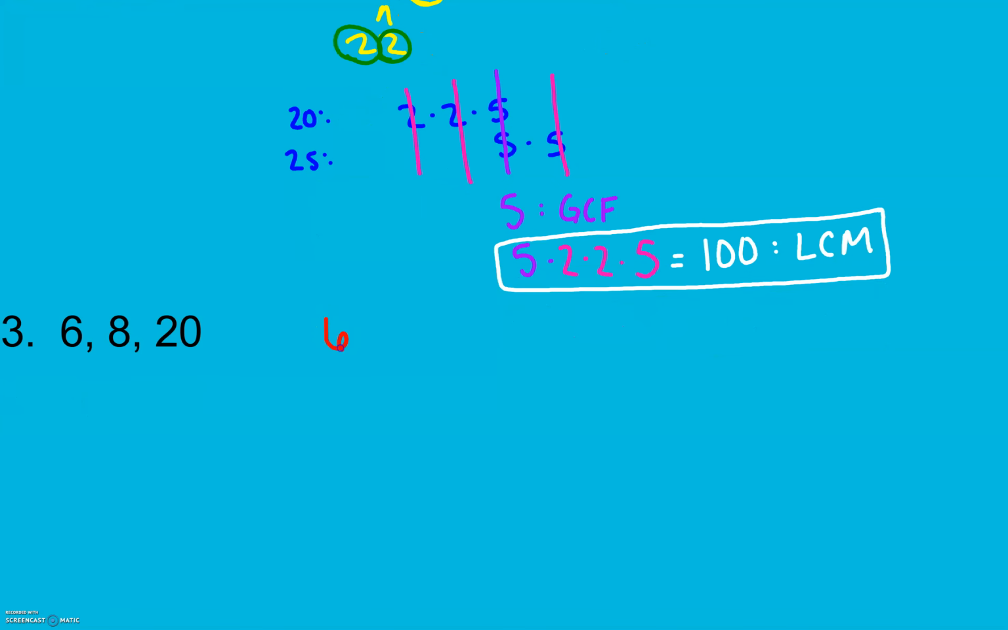Here we have 6, 8, and 20. 6 is 2 times 3. 8 is 2 times 4. 20 is 4 times 5. 2, 3, 2. I can break down that 4. I can break down this 4. 5 is prime.